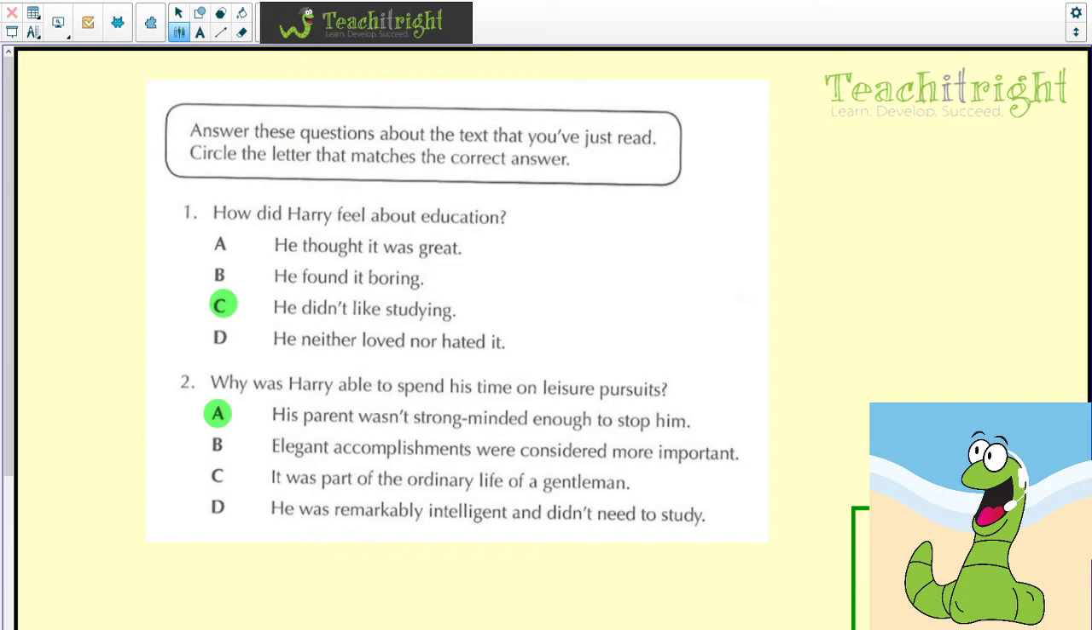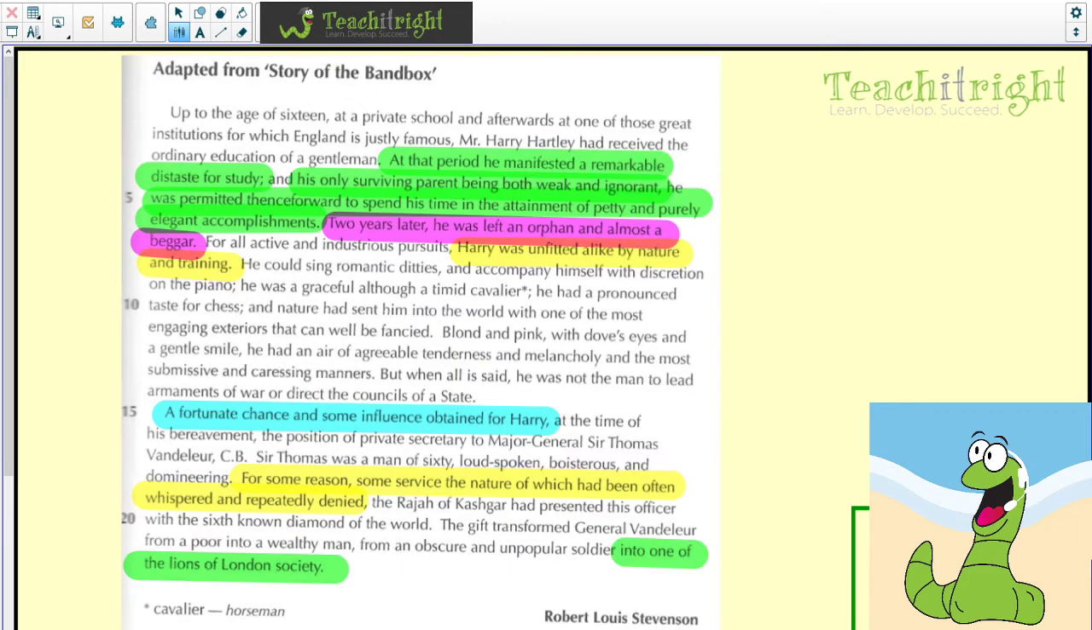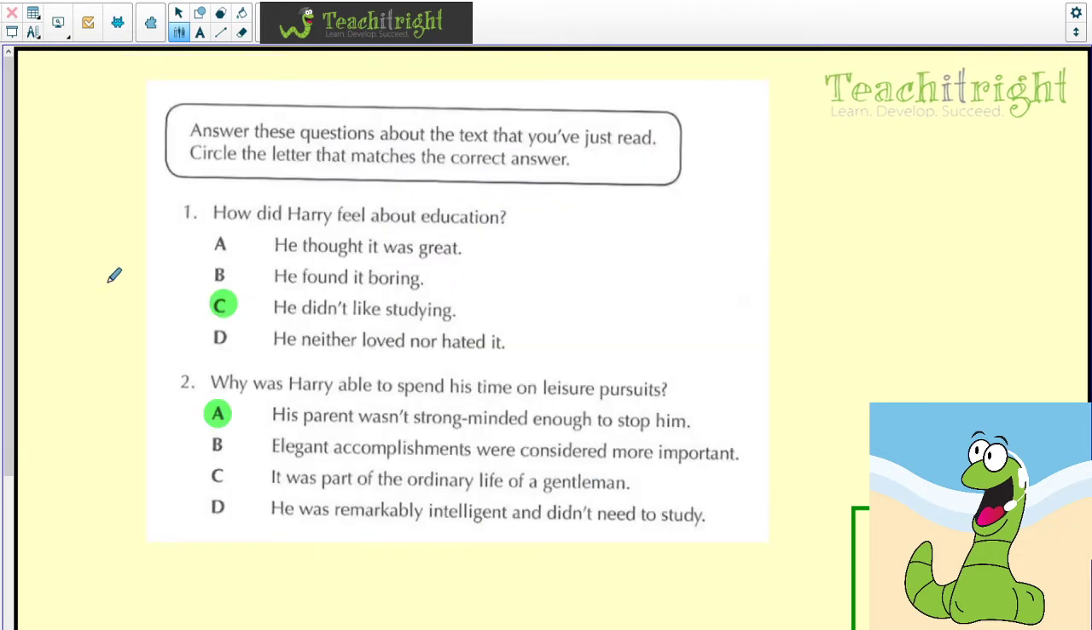So the first question, how did Harry feel about education? If we come back to the text, what I've done is I've highlighted where various different things are located. As you can see, there's quite a spread of where that evidence comes from, but it's really important you refer back to the text. And it says here, at that period, he manifested a remarkable distaste for study. So he really didn't like it, did he? So he didn't like studying. So that's the answer to question 1.